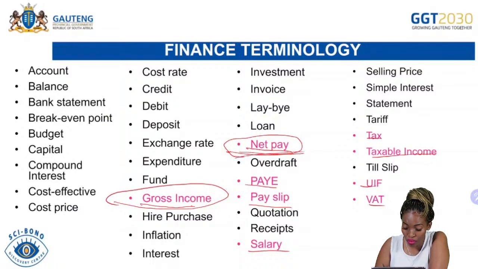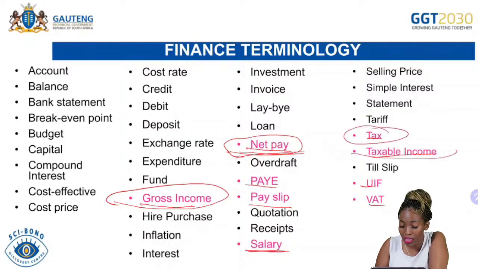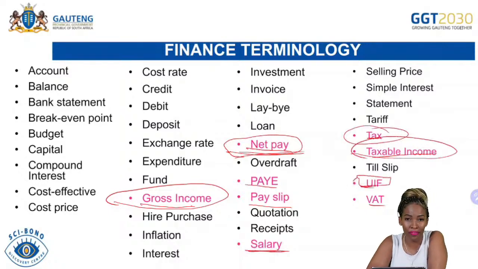And then you must know what we mean by the word salary. You must also be able to differentiate between a salary and a wage. You must know how to explain tax, how to explain taxable income. The examiner can also ask you to tell them what the acronym UIF stands for. Now, you mustn't go in the exam and embarrass us. UIF stands for Unemployment Insurance Fund.